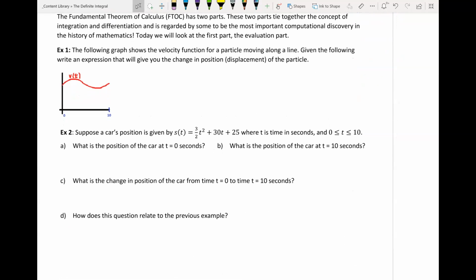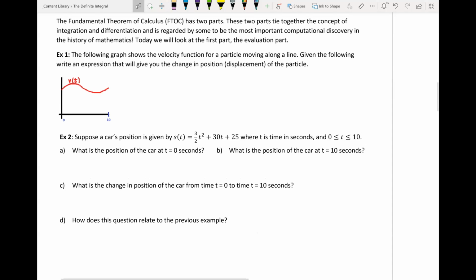Okay, so now we're going to look at the fundamental theorem of calculus, which has 2 parts. These 2 parts together are the concept of integration and differentiation. And it's one of the most important things in the discovery of calculus in mathematics. So let's look at example 1.